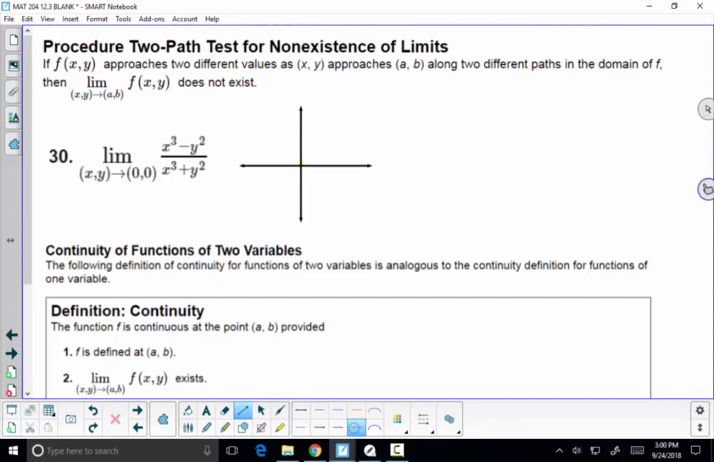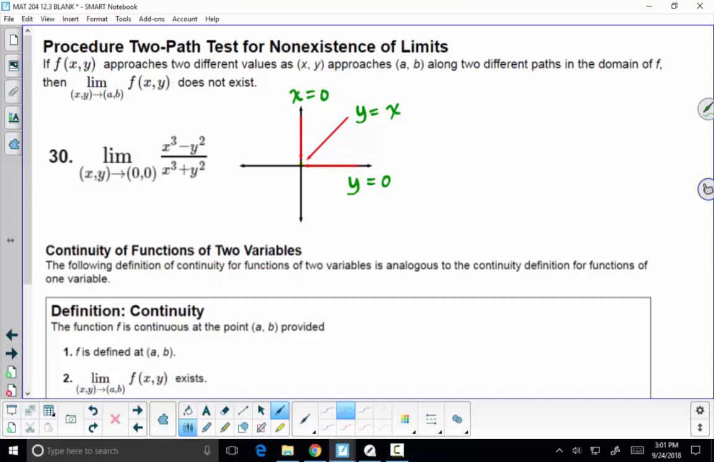Let's approach the origin along the x-axis and along the y-axis. And perhaps if that doesn't work, let's approach along the line y equals x. These are substitutes for right side and left side. Exactly. So in the one variable case, you would look from the left, you'd look from the right and see if you got the same number, and if you didn't, then the limit didn't exist. So here we're going to look along three different paths.